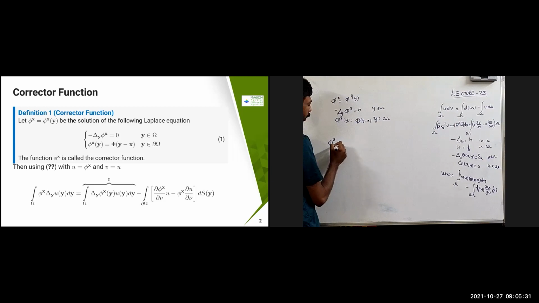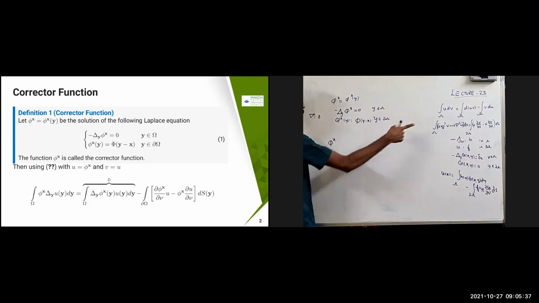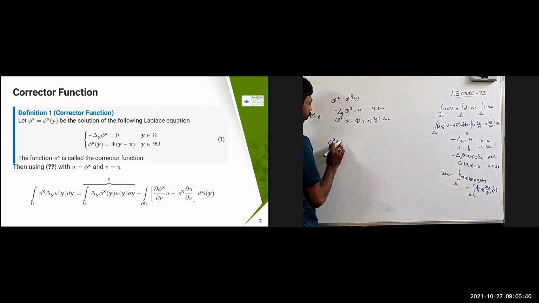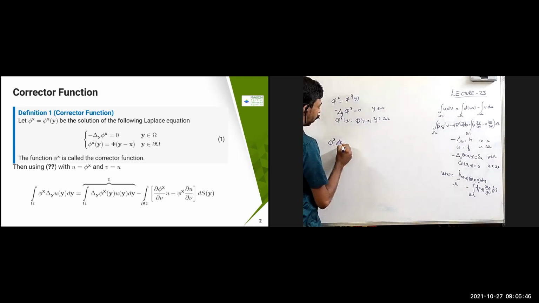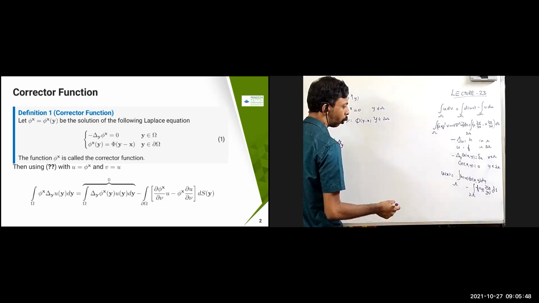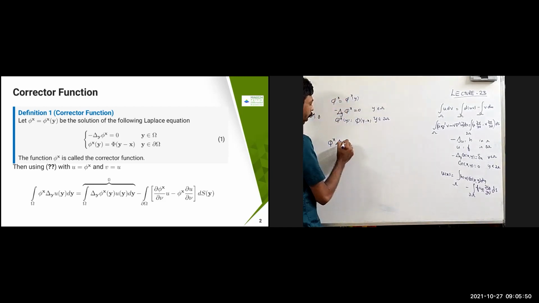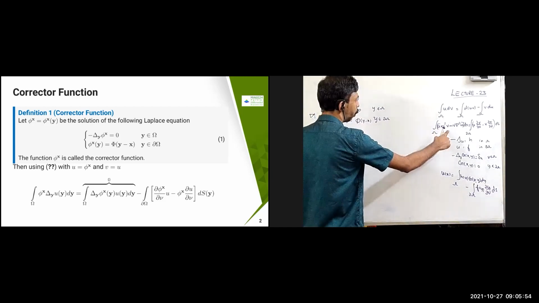Then del square, and del square is the same as del. Both are the same, so I'm just writing it as delta x. Here I have used delta, delta x, delta y actually, delta y. So v equal to u I'm going to take. Therefore this becomes delta y of u of y. So in this formula, u I'm taking as phi x, and v I'm taking as u.